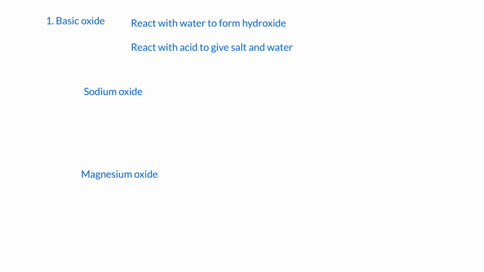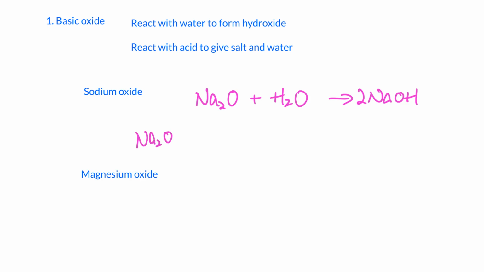For example, with sodium oxide, you remember that when it gets into water, it will give NaOH. That's it. Next, if I put it into acid, it will form salt and water. In this case, the salt will be NaCl for sure, and the water will be H2O. So this is the reaction of sodium oxide.